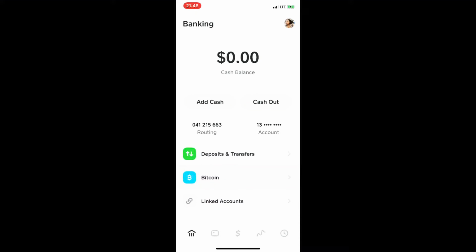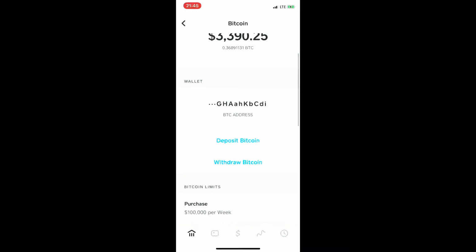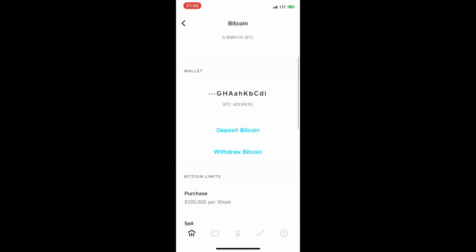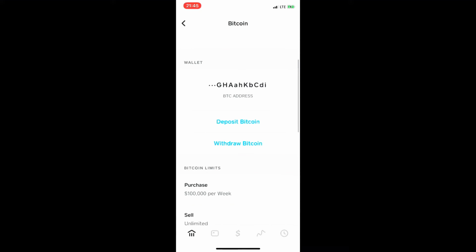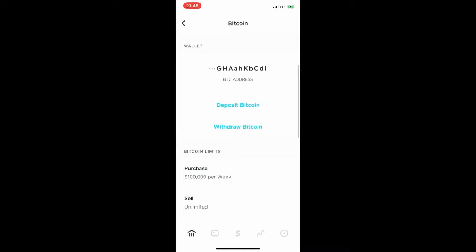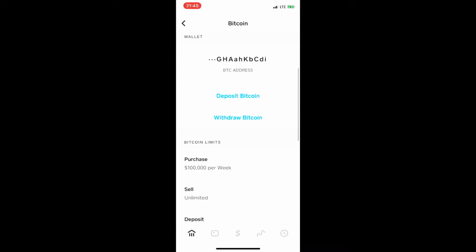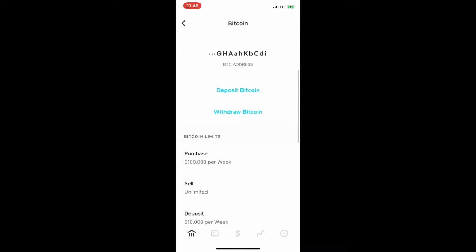So I'm going to go ahead and click on Bitcoin and get to why we're really here. The top amount shows you the amount that you have in Bitcoin at the time. The wallet is your short address. That's not your whole address. It has the option to deposit Bitcoin and to withdraw Bitcoin.